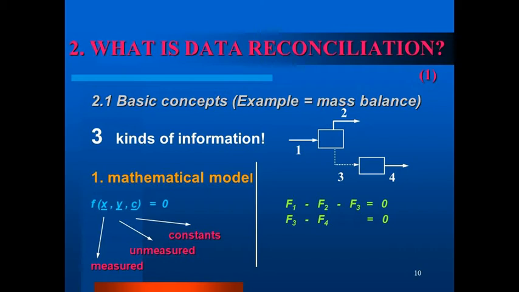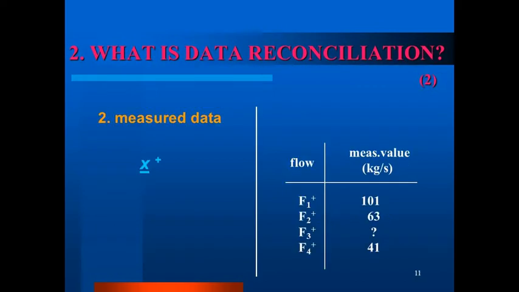There are two equations among four flow rates. Flow rates 1, 2, and 4 are measured, flow rate 3 is unmeasured. There is no constant in this example. The second prerequisite for data reconciliation are measured values: flow rates number 1, 2, and 4.